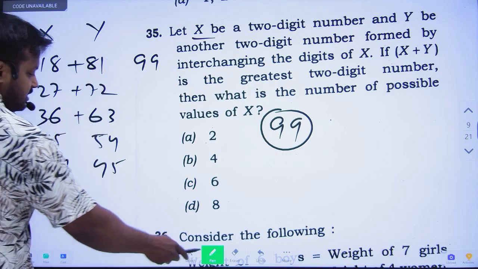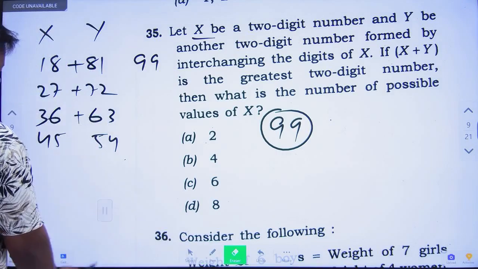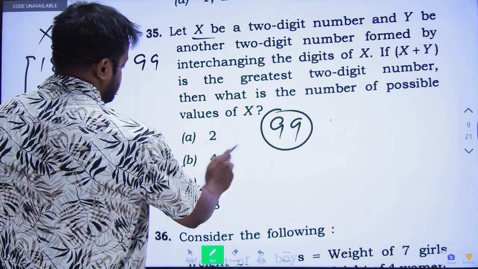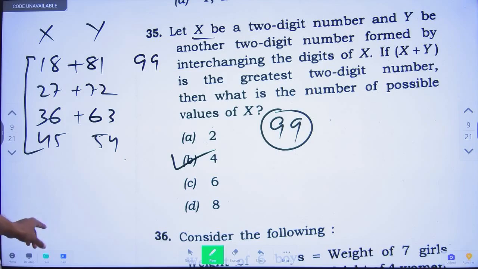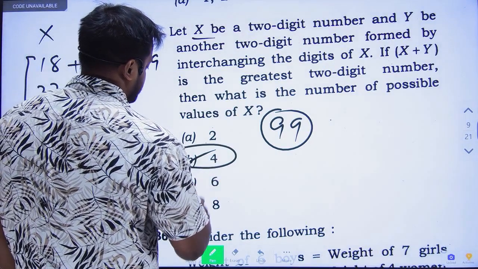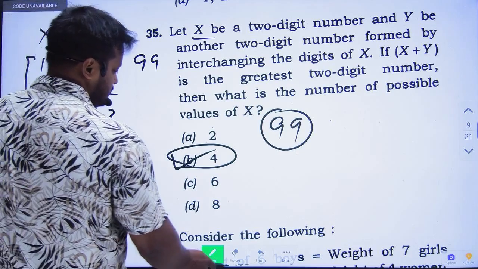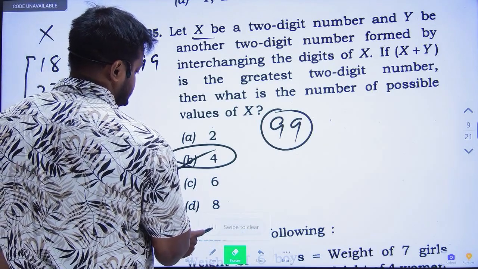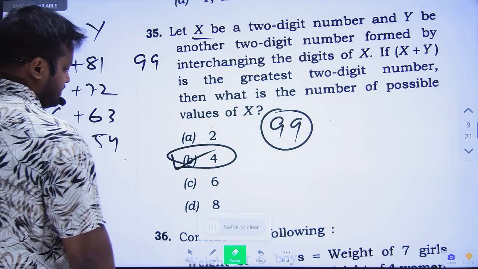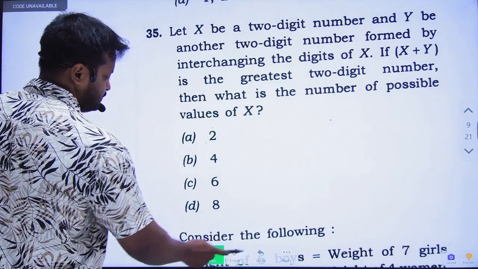Okay, so I think till this point we have to stop. Possible values are 4, because after this the repetition will start. After this you will write 54, 45, 63, 36, the same things which we have written here. So I think this is option B, 4 possible values.